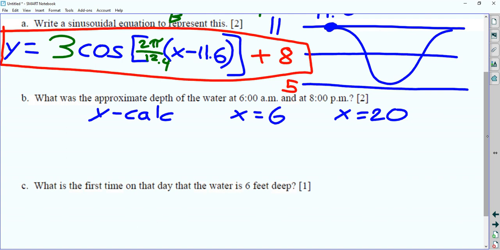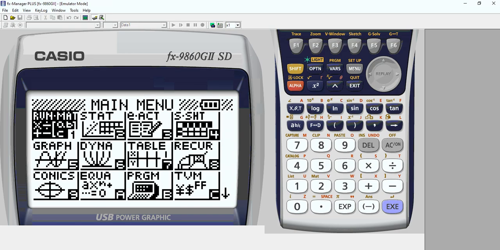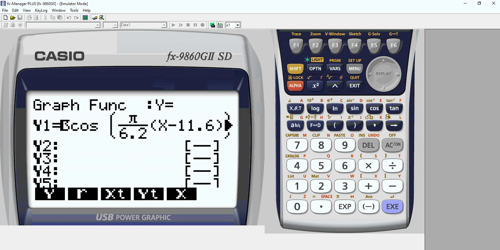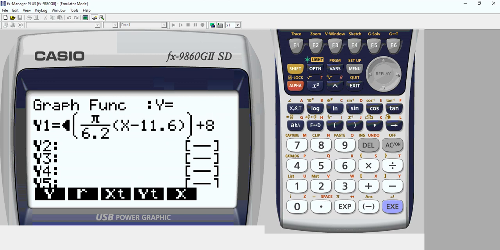You could plug them in, or you could graph it and then plug them in. You could just straight up plug in a 6 right here, or you can graph it first. If you're going to graph it, you have to type it in: 3 cosine of pi over 6.2. If your calculator does not make fractions like this, you have two options: quickly buy a new calculator that does, or put parentheses around your fraction. Then x minus 11.6, and after all those parentheses, we should have the plus 8.